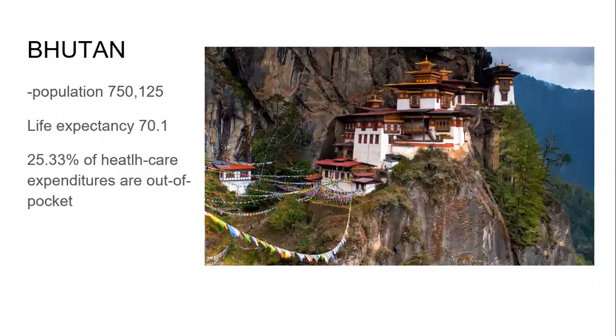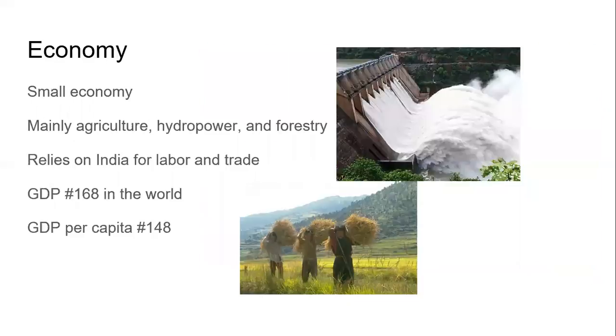Then we have Bhutan, with a population of 7,500,000, with a life expectancy of 70 years old. 25% of the healthcare expenditures are out of pocket. So the economy is very small. It's mainly agriculture, hydropower, and forestry. It relies heavily on India for labor and trade. GDP is 168 in the world, and per capita it's 148.